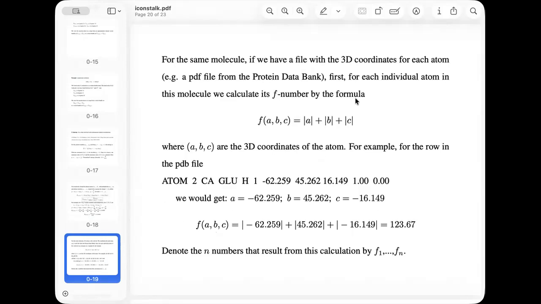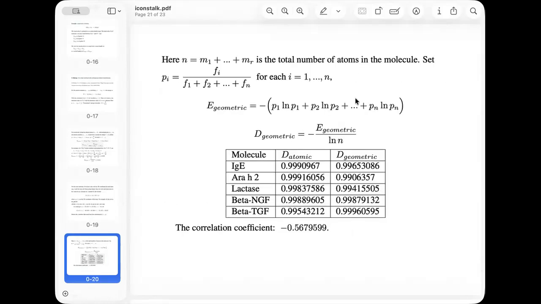Proteins play a very important part in cell signaling and in many processes. For proteins, another way to calculate entropy is to use the 3D coordinates of the atoms. For example, we could do it as follows. Take the file from the protein database. Assign to each individual atom the F number, which is the sum of the absolute value of its coordinates. Then, from these F numbers, we can calculate the entropy value for the molecule, which we will call E geometric, by the following formula. We did the calculation for immunoglobulin, RH2, lactase, beta-NGF, beta-TGF.